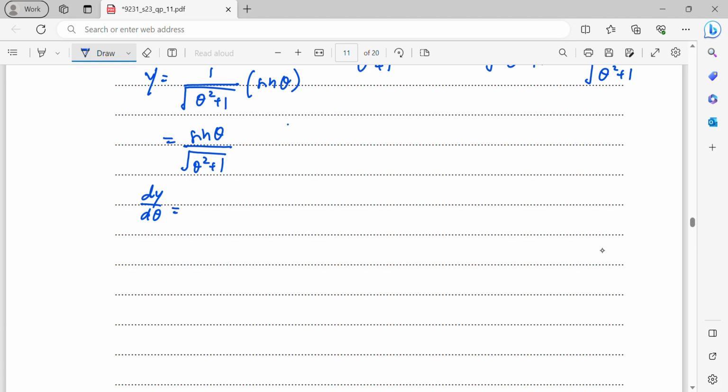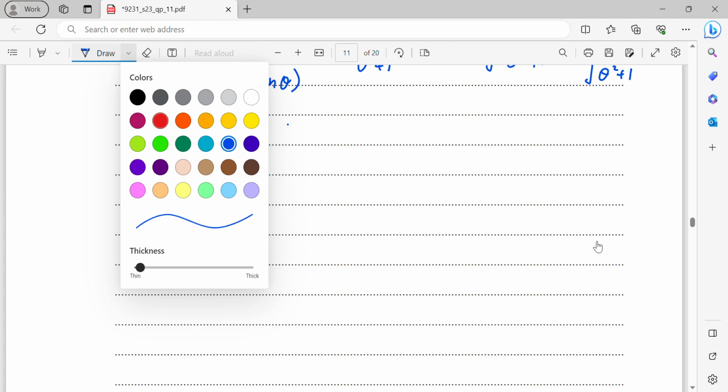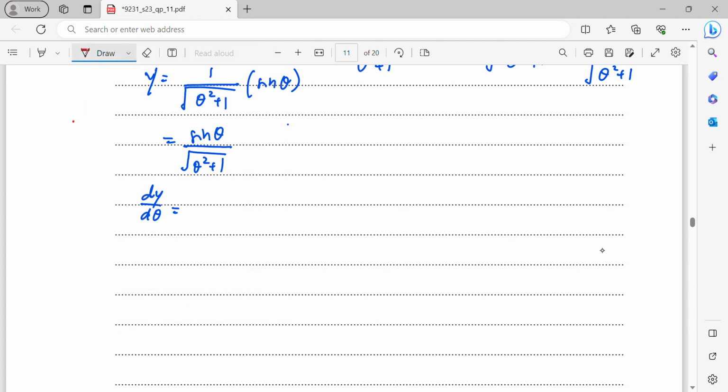So now your y is a division of two terms. When you need to differentiate a division of two terms, we need to refer to the quotient rule. According to the quotient rule, d over dx of u over v will be v squared, v u prime minus u v prime.